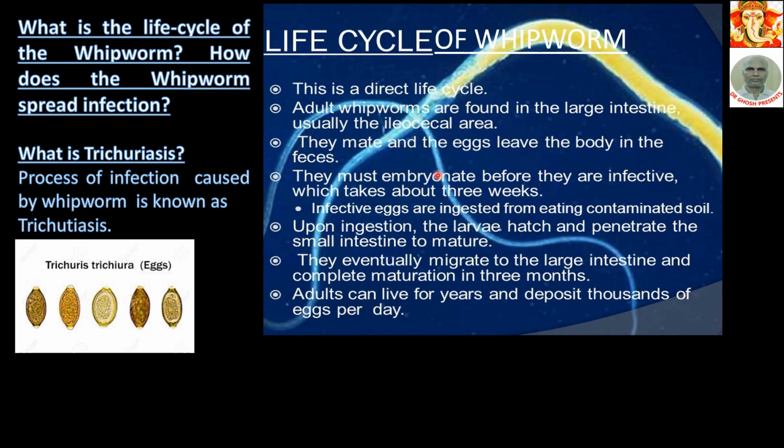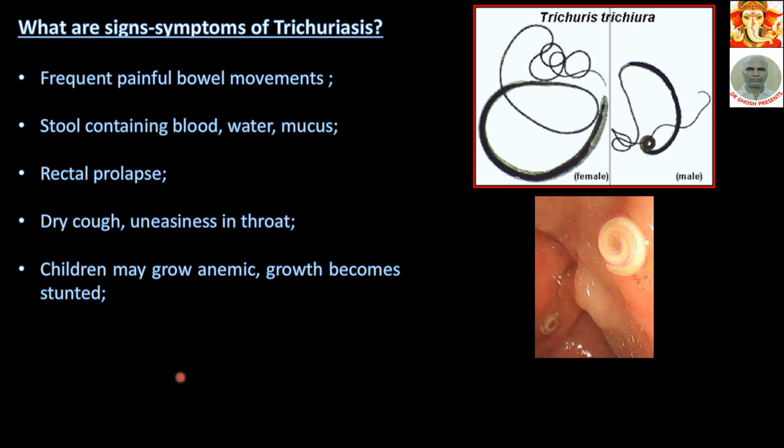More or less, whipworm and Ascaris are almost the same. But the last one which is coming, hookworm, is a completely separate thing. Please note. What are the signs and symptoms of trichuriasis? Frequent painful bowel movement, stool containing blood, mucus, water, rectal prolapse, dry cough, uneasiness in throat. Children may grow anemic, and growth becomes stunted.